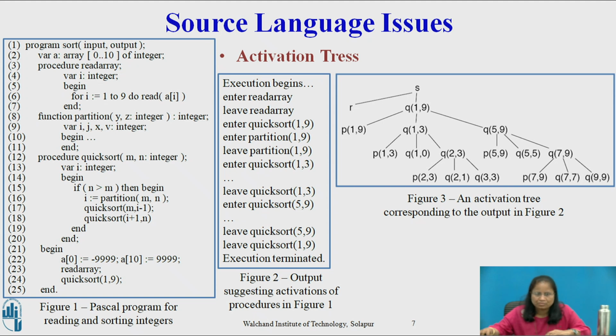1 and 9. During this activation, the call of the function partition and the procedure quicksort on line number 16 to 18 in figure 1 lead to the activations P of 1, 9, Q of 1, 3 and Q of 5, 9. The activations Q of 1, 3 and Q of 5, 9 are recursive and they begin and end before Q of 1, 9 ends.